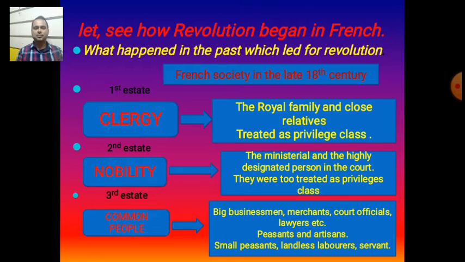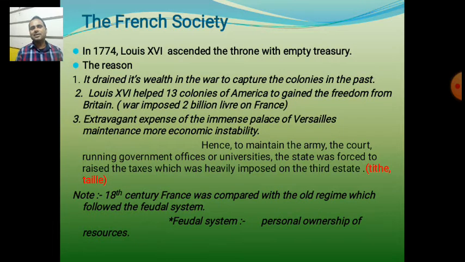During such a time, when society was structured in this way, Louis XVI ascended the throne of France. Now, in 1774, when Louis XVI ascended the throne, he found that the French treasury was empty. It means the French treasury was bankrupt. It was struggling with a financial or economic crisis. Now, why was France facing this economic crisis? Some points were there.